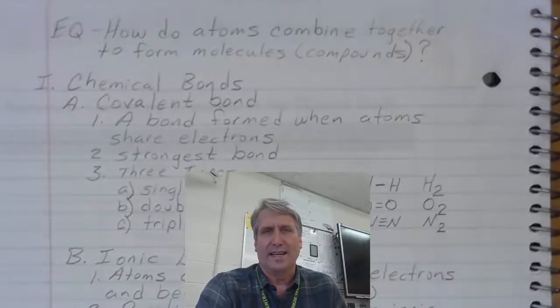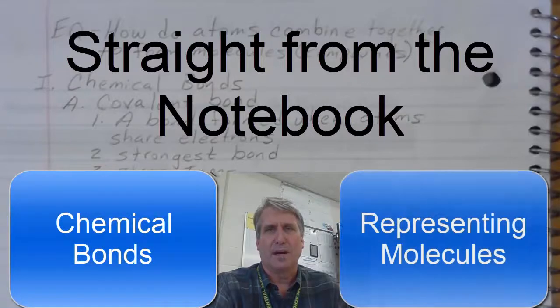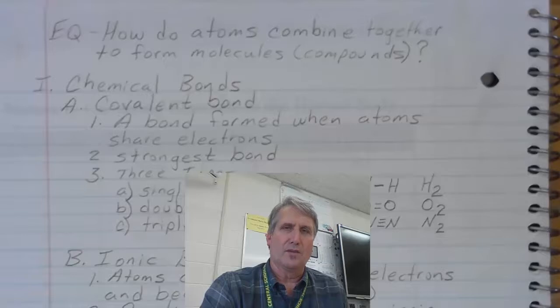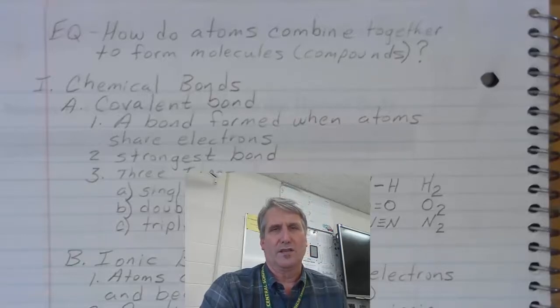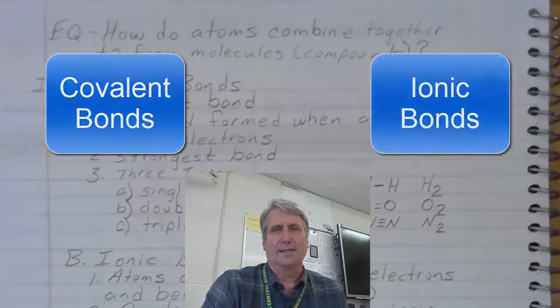In this video, we're going to take it straight from the notebook with chemical bonds and representing molecules. Atoms combine together to make molecules or compounds. They do this by bonding with each other. There are two main types of bonds, covalent bonds and ionic bonds.